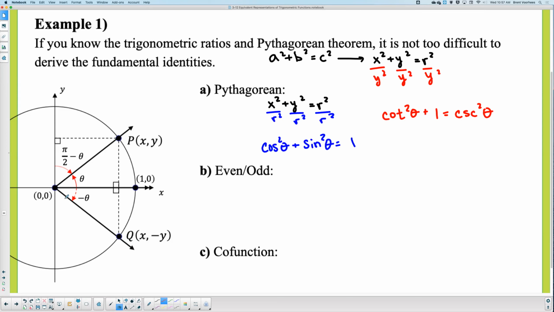Okay, so now let's come over here and I'm going to talk about even and odd functions. I kind of drew this a second ago. Even and odd talk about if a negative would matter.